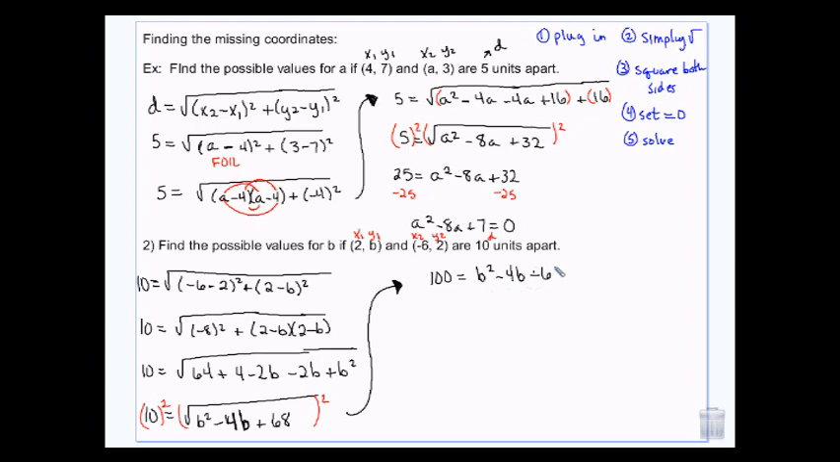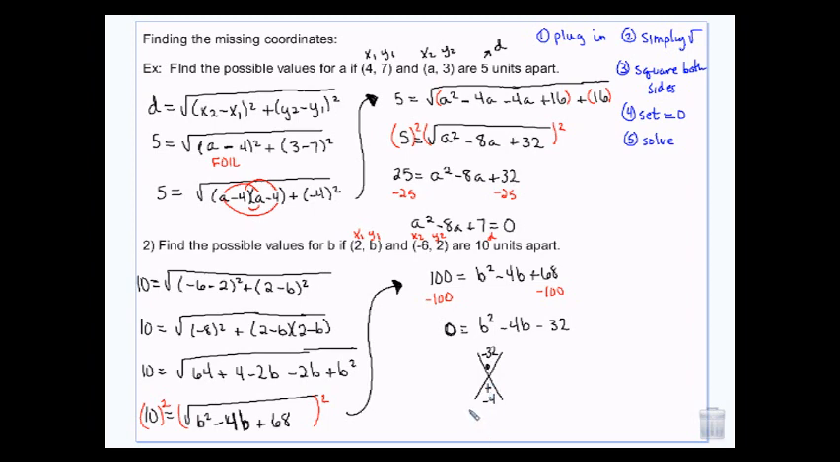Now I need to set this equal to 0. So I'm going to subtract 100 from both sides. And I'm going to get 0 is equal to b squared minus 4b minus 32. Factor or quadratic formula? You have to either factor or do quadratic formula. So I'm going to find two things that multiply to negative 32 and add to negative 4.